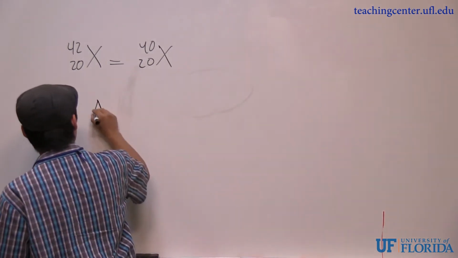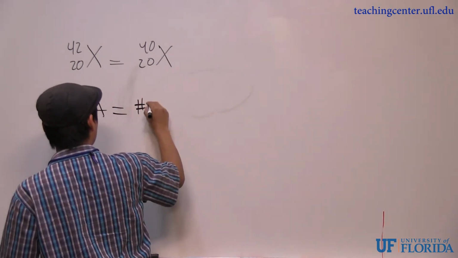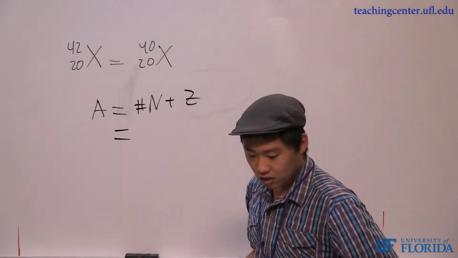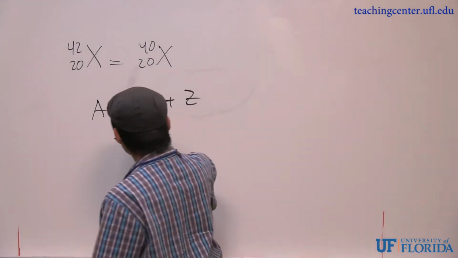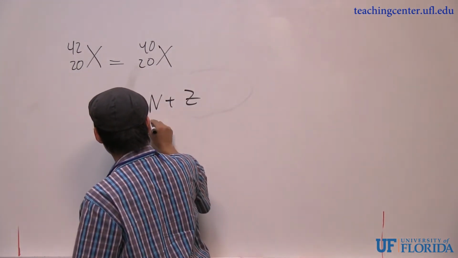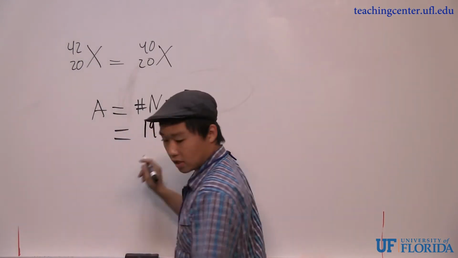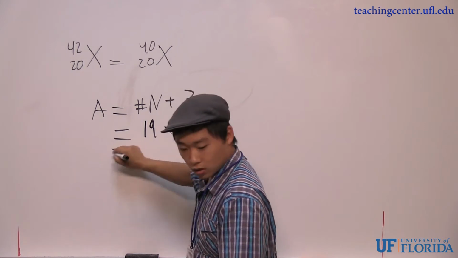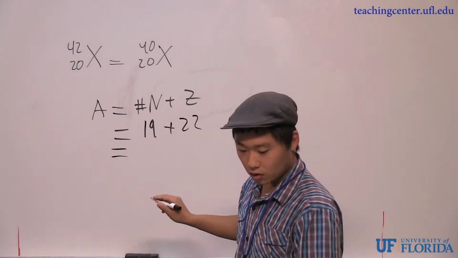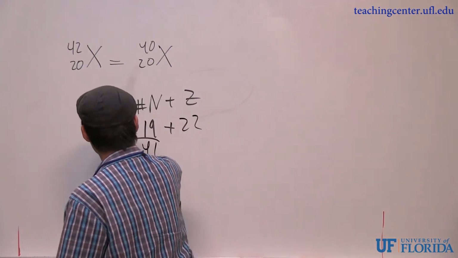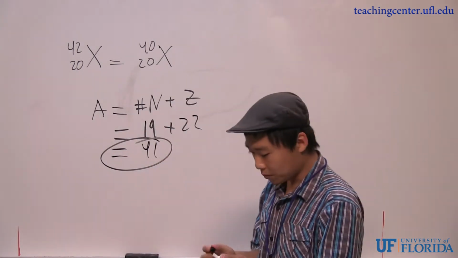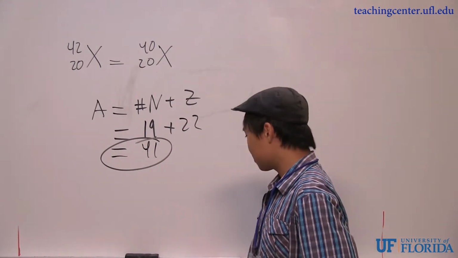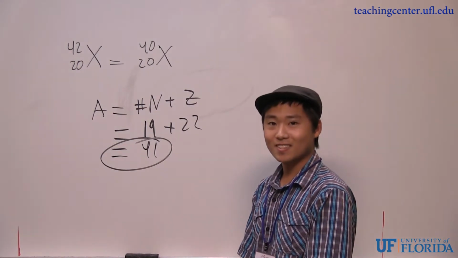Well, remember guys, atomic mass is the number of neutrons plus Z, and that's just going to simply be the number of neutrons, which is 22, plus your atomic number, which is 19. So your answer is going to equal 41. And those are all the answer options for your problem here, and you have your answer.